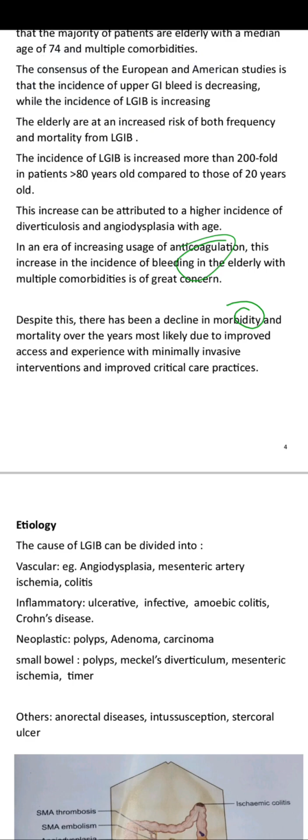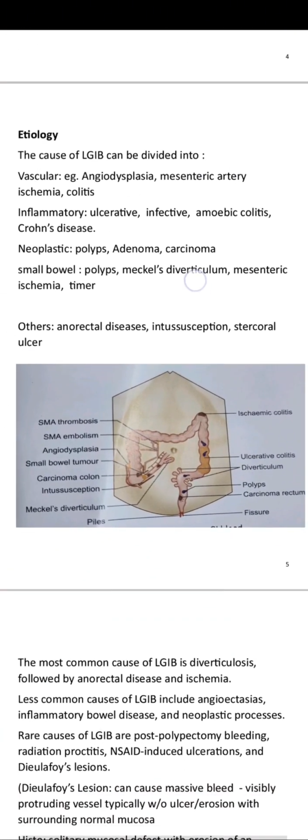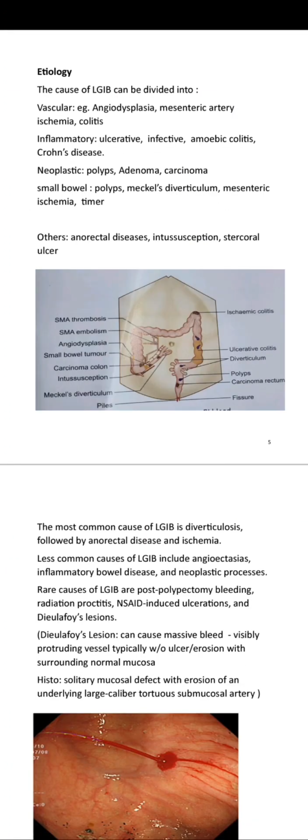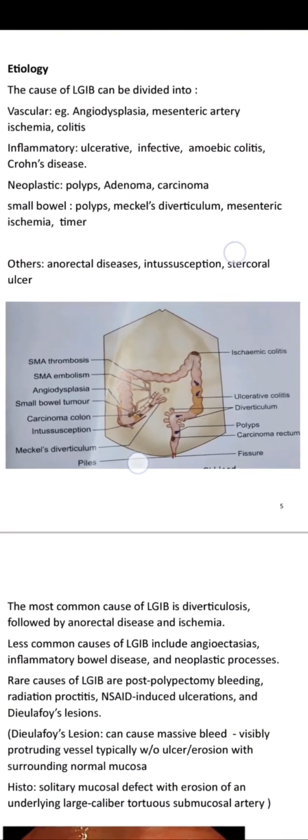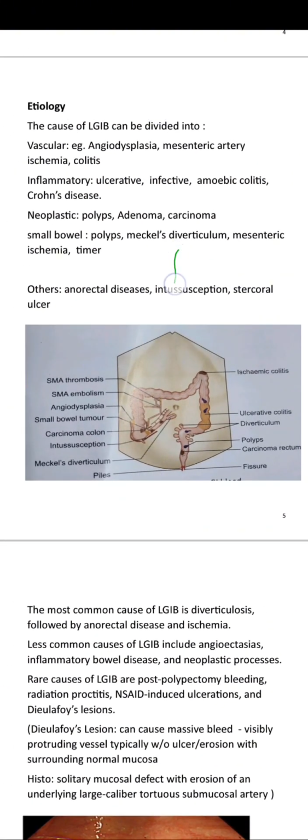Okay, and regarding the etiology, the causes of lower GI bleeding. The etiology can be classified in different ways, but here we classify it as vascular causes of lower GI bleeding, and these include angiodysplasia, mesenteric artery ischemia, and colitis. Colitis, by the way, can be inflammatory, infective, or even vascular. And for inflammatory causes, like ulcerative colitis, infective or amoebic colitis, and Crohn's disease, these can cause lower GI bleeding related to the inflammatory process.